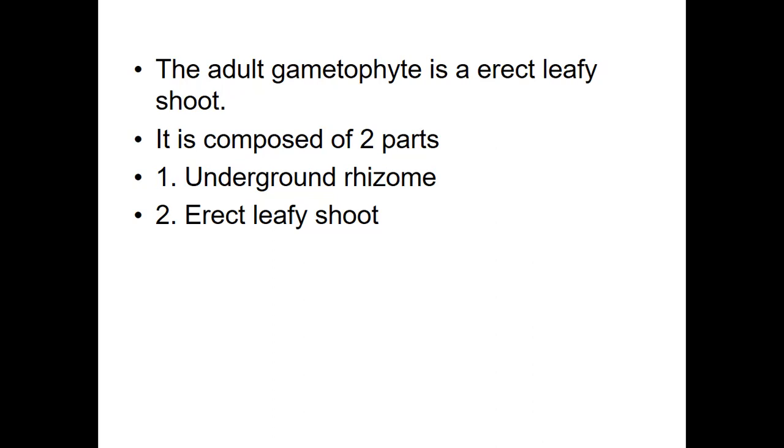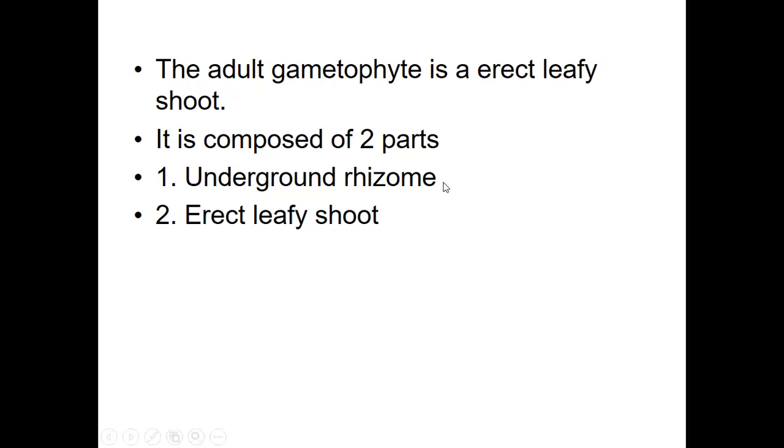Prostrate. What does it mean? Prostrate is not coming above the ground surface. The plant or the thallus is growing along the substratum. That condition we call as prostrate condition. Whereas this Polytrichum is emerging out, growing standing straight, erect on the substratum. Hence we call it the erect leafy shoot.